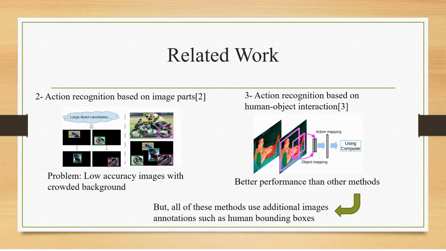The second method is action recognition based on image parts. That definitely has the problem of low accuracy in crowded background images. The third one, which had better performance than other methods, is action recognition based on human-object interaction, but it definitely needs some additional image annotation, like bounding boxes, besides the input images.